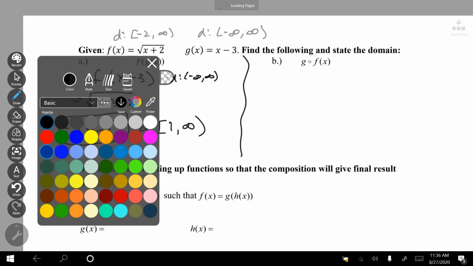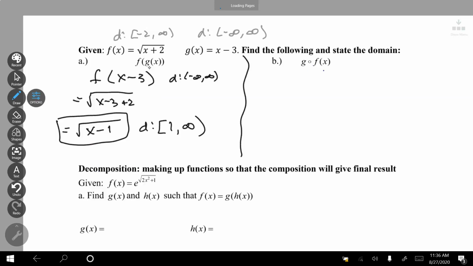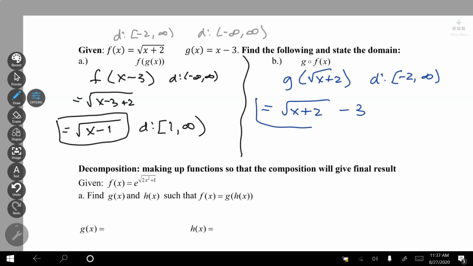Now let's do it the other way around. f comes first, so I have to do g of the square root of x plus 2, and that does have a domain restriction of negative 2 to infinity. I'm going to plug that into the g function, so I get the square root of x plus 2, then minus 3, and there's no cleanup here, so my domain for the whole function is going to be negative 2 to infinity. Nothing has really changed.